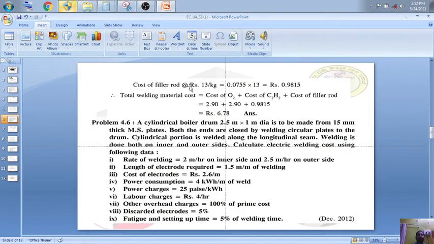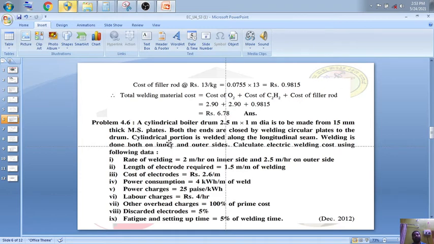The cost of the filler rod is rupees 13 per kg. For 1 kg we have to pay 13, but your requirement is only 0.075 kg. So multiplied by 13, that will give you the cost of filler rod, rupees 0.9815. The total cost of material is cost of oxygen, cost of acetylene, and the cost of the filler rod. Cost of the oxygen is 2.90, cost of acetylene is also 2.90, and the cost of filler rod is 0.9815. The total cost will be 6.78.